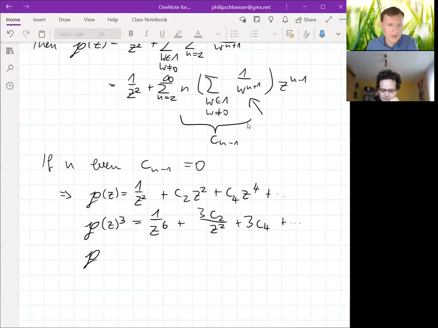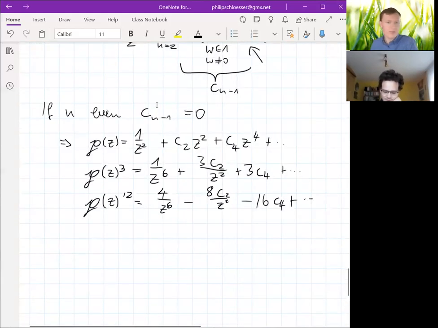And if we take the derivative, and for good measure, well, that should have a Z cubed, 1 over Z cubed. So we actually wanted to have the same leading order term, so we square it. That is equal to 4 over Z to the 6th minus 8 C2 over Z squared minus 16 C4 plus higher order terms. And now we can take a linear combination of them.